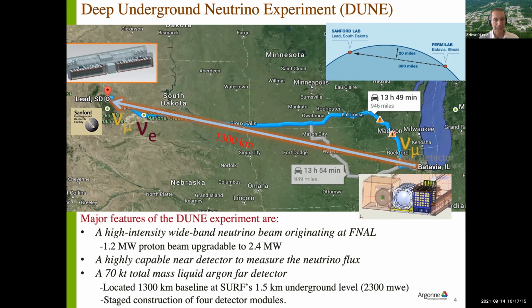DUNE has the following components. There will be a high-intensity wideband neutrino beam from Fermilab, sending neutrinos from Fermilab, where we'll have a very capable near detector. It has multiple components, including a liquid argon TPC, a muon spectrometer and a beam monitor. The beam will go 1,300 kilometers to be measured at Sanford Lab in South Dakota, where a 70 kiloton total mass liquid argon far detector will be installed in a staged approach, deep underground.